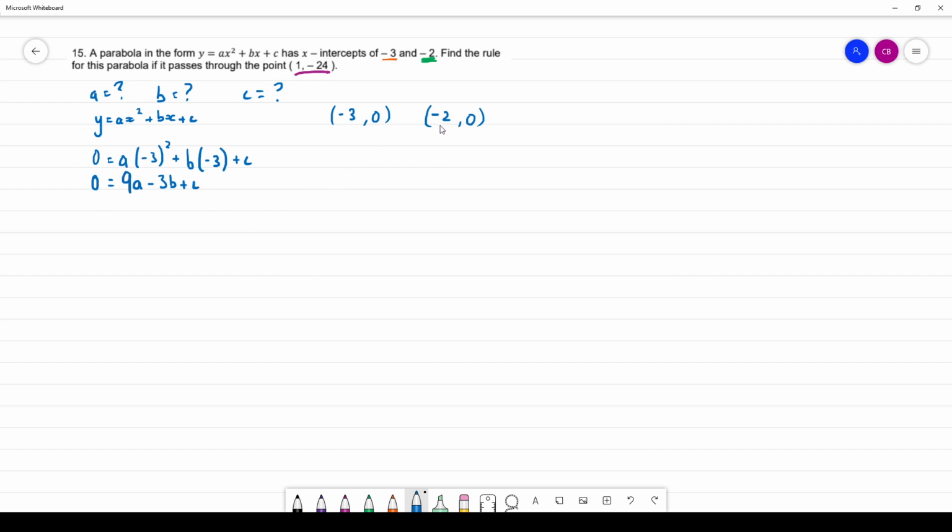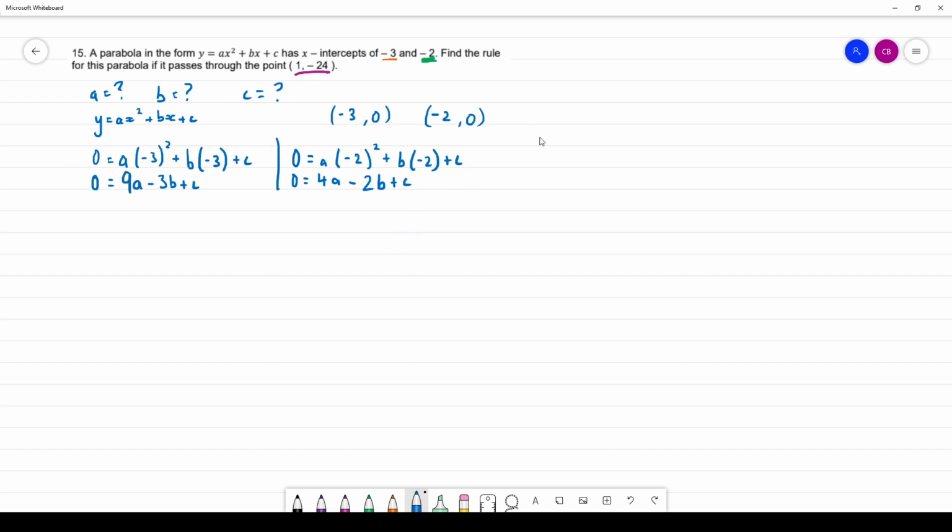I can use another coordinate, (-2, 0), and I'll just do that here. 0 equals a(-2 squared) plus b times -2 plus c. I can expand this a little bit. -2 squared, that will give me a 4, so it's 4a plus -2b plus c.